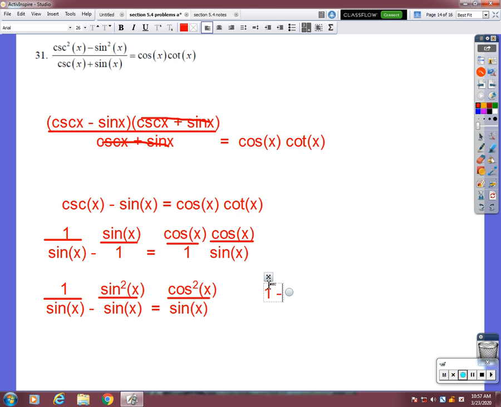So then on the left, I just have 1 minus sine squared of x, and on the right, I have cosine squared x, and we already have showed a couple of different times that those two things are the same. So we're done.